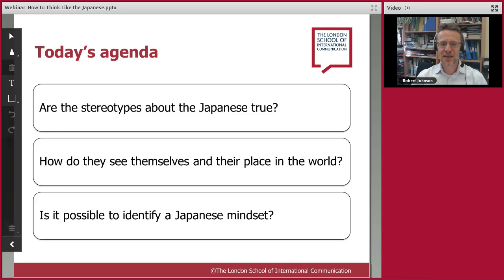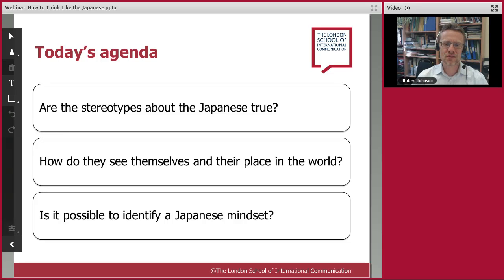The second question is, how do they see themselves and their place in the world? So we'll have a think about the Japanese and where they stand in the world and how they generally see themselves as individuals, as a nation. And I hope to give you an insight into the Japanese mindset.